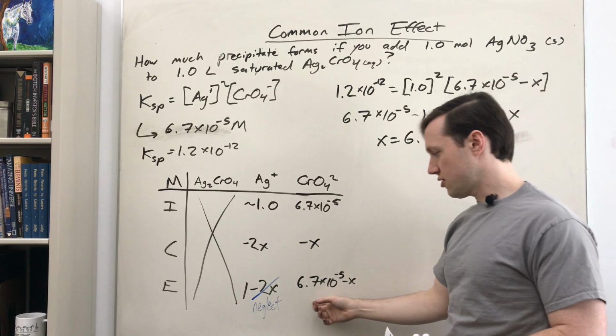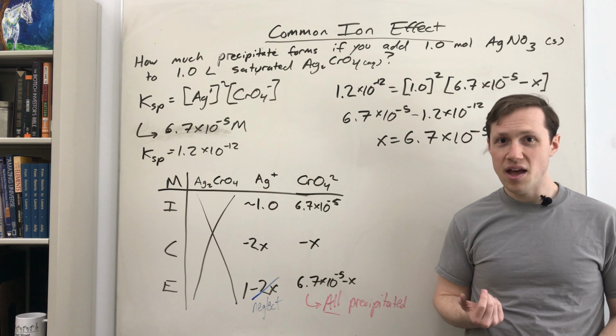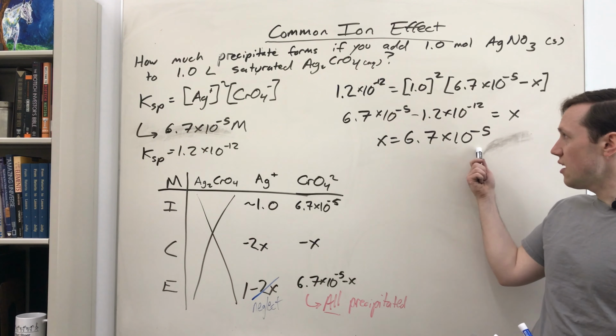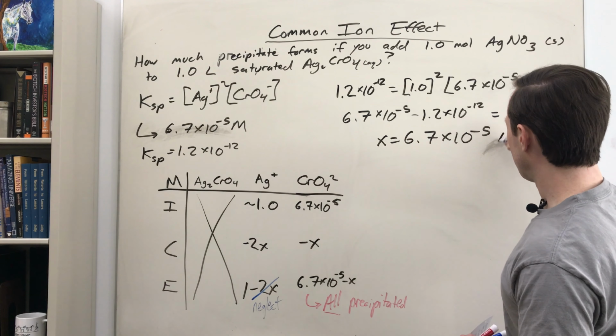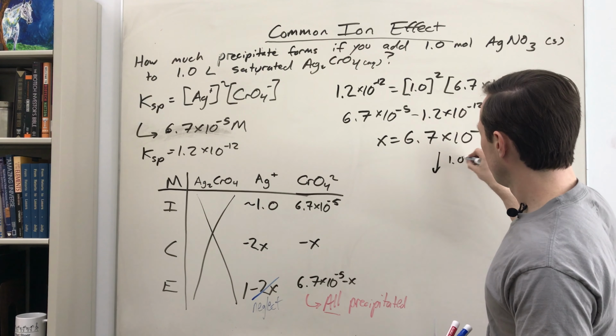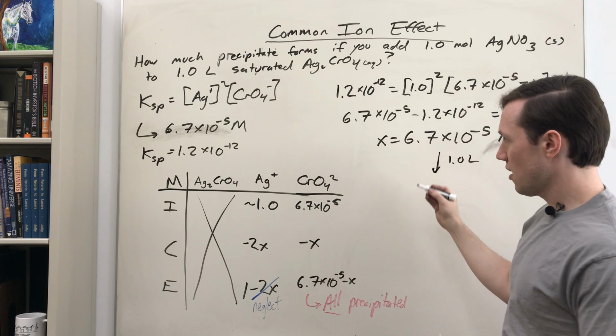In essence, if you had chromium-6 in its dangerous form floating around in solution, you could add another ion to it, and it would precipitate it out of solution. Now, in this case, this x was effectively a change in molarity. However, because we were dealing with 1 liter of solution, that means that the amount we would precipitate would be that change in molarity, i.e. we would precipitate 6.7 times 10 to the negative 5 moles of silver chromate.